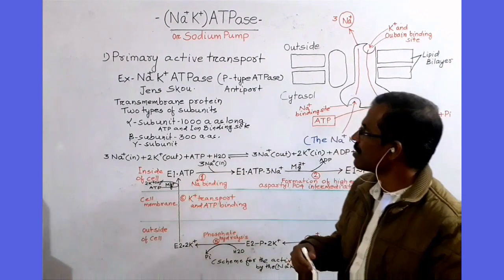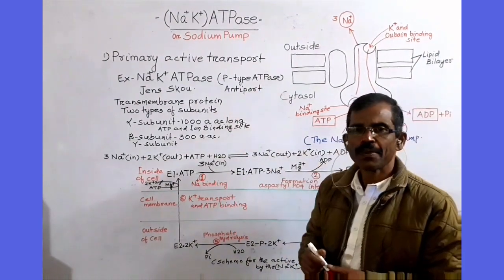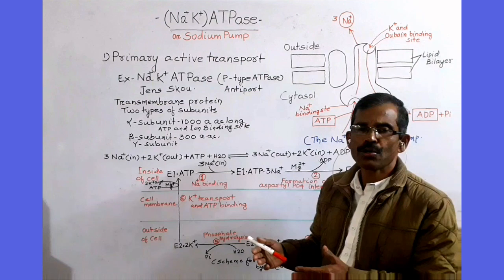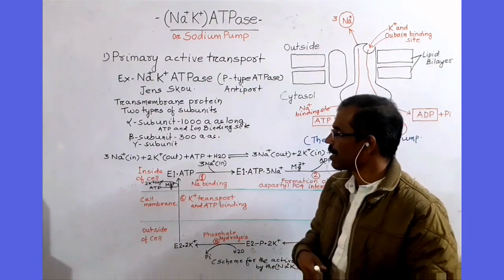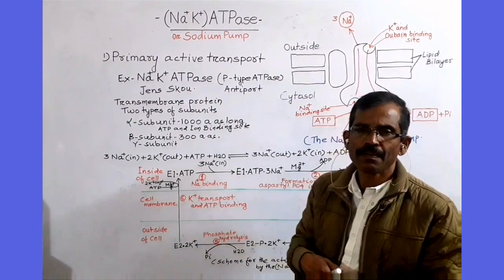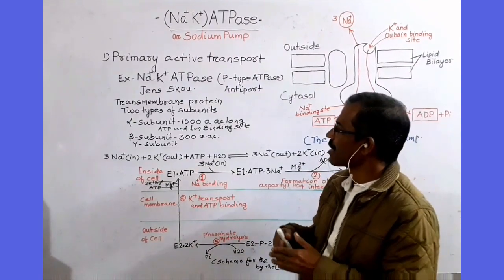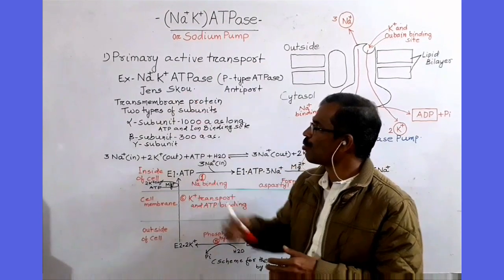Na+K+ ATPase is a P-type ATPase. It is an antiporter because sodium ions and potassium ions are transported in opposite directions. It was first characterized by Skou.